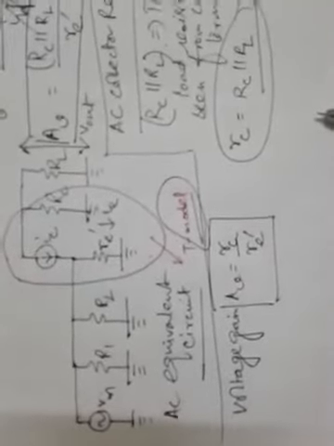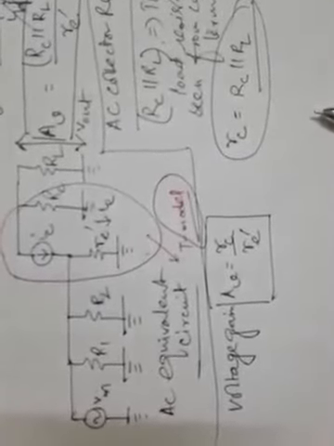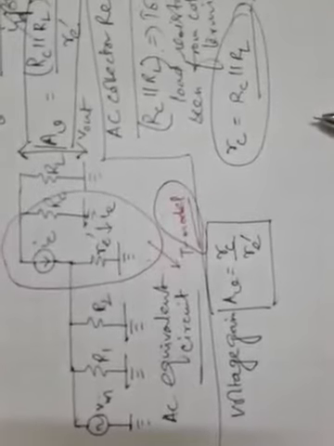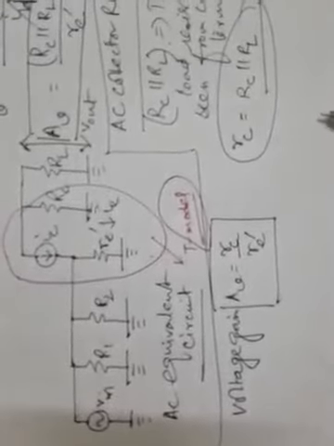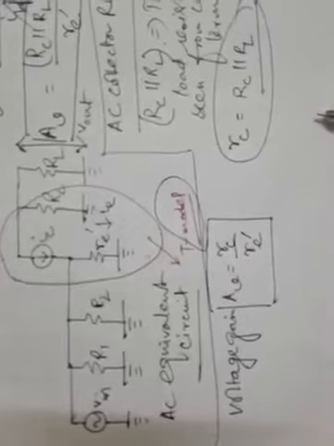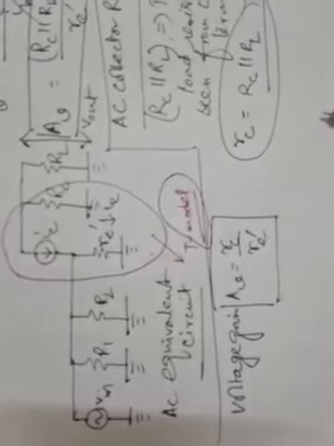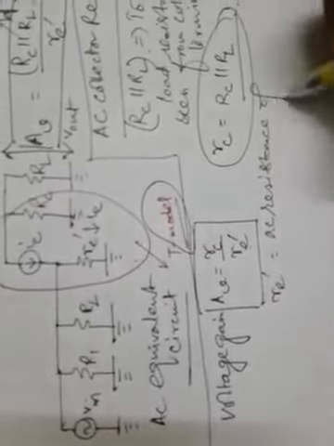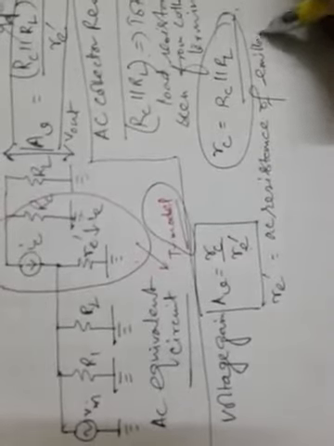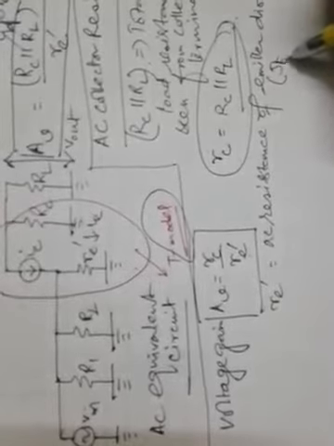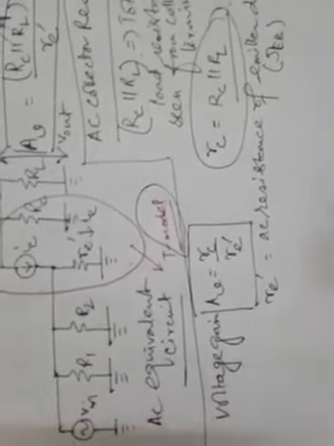So from here, in words, we can say that the voltage gain of a transistor amplifier equals the AC collector resistance divided by AC resistance of emitter diode. That means it is the ratio of AC collector resistance and AC resistance of emitter diode, which is re dashed. Re dashed is what? AC resistance of emitter diode, that means emitter base junction, JEB, this one.